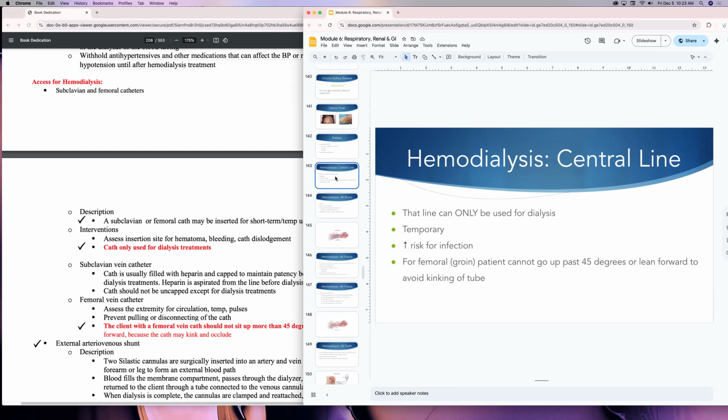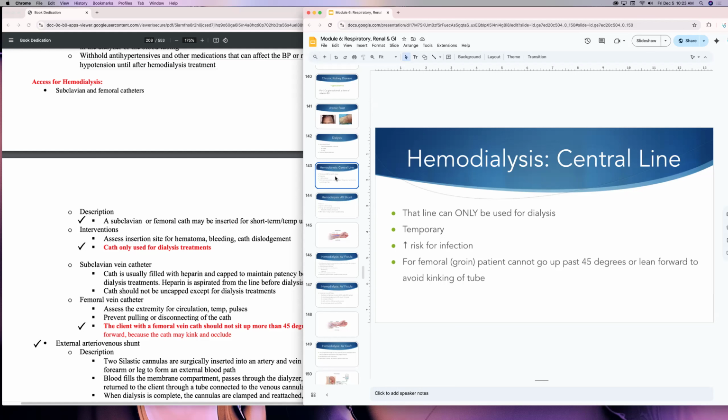So a central line for dialysis is temporary. So this is not something where for the rest of their life they can have this central line in place and we use it for dialysis. Why? Because central lines increase the risk for infection, bloodstream infection. A central line is a longer IV that goes towards the center of the circulatory system, towards the heart. And so these are longer and larger, and there's an increased risk for bacteria to get inside and spread.